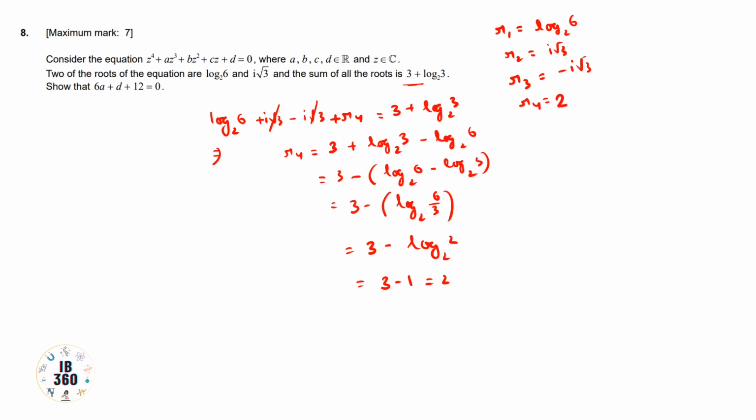So for this particular equation where the degree is 4, we have 4 roots in our hand. Now the thing is, we need to show 6a plus d plus 12 equals 0. To do this problem, we will do it in two ways. The first one is to find the sum of the products. And the formula for this particular problem, the sum of the roots, is minus a by 1. So minus a, the coefficient of z to the power 3, divided by the coefficient of z to the power 4. So it is coming out to be minus a by 1. And now we need to find the sum of the roots and the product of the roots.